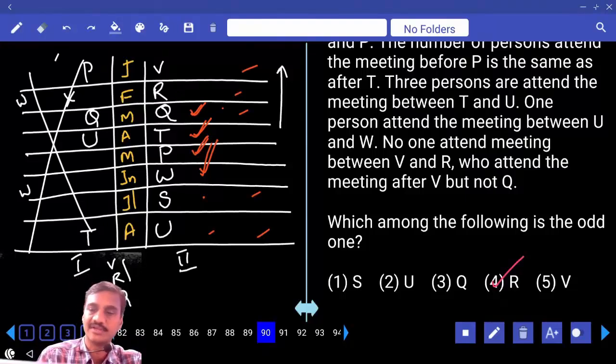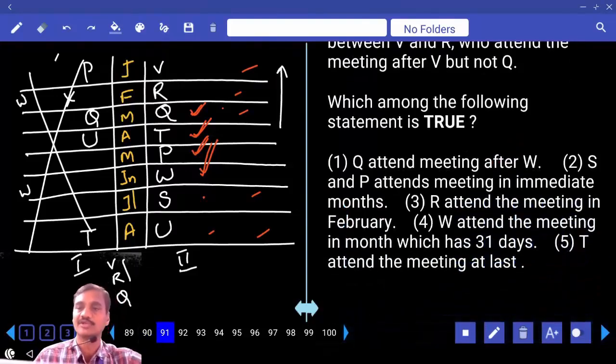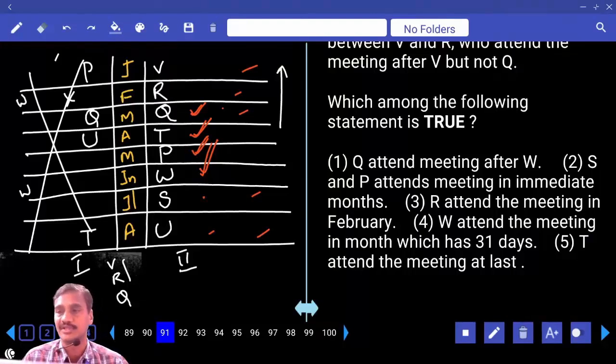Hence question number 90, it is choice 4. Then 91, which of the following is definitely true? Q attends a meeting after W. True or false? That is false, because Q is before W rather than after.